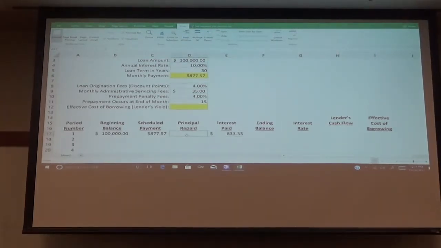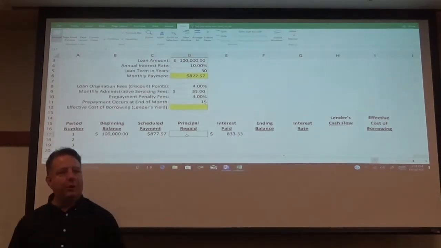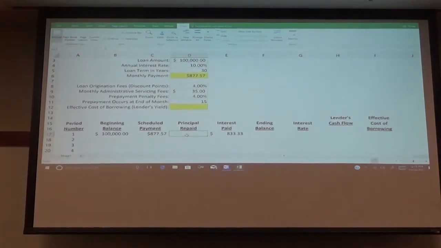Okay. Now we're going to go over here to principal repaid. To get that, that is simply going to be the difference between the scheduled payment and the interest paid. So all you're going to do is take the $877.57, subtract out the $833.33, and that's going to give you $44.24 as your principal repaid. Okay? Everybody good?